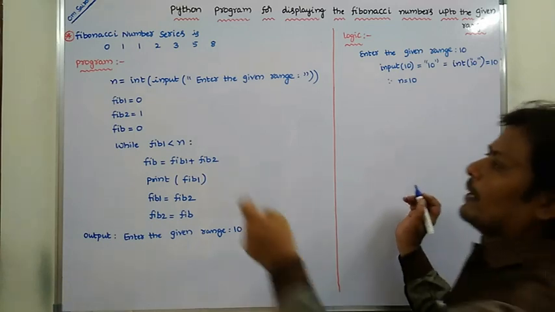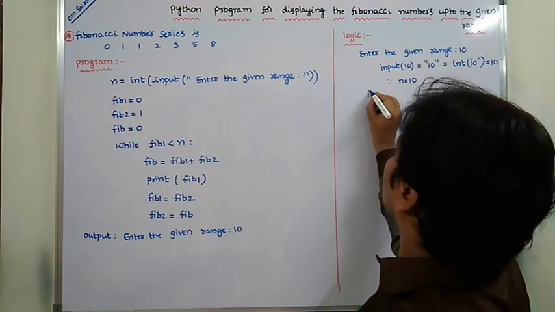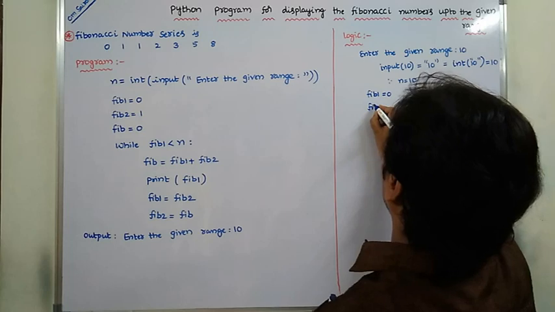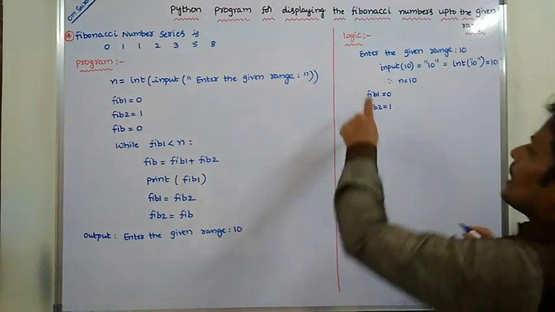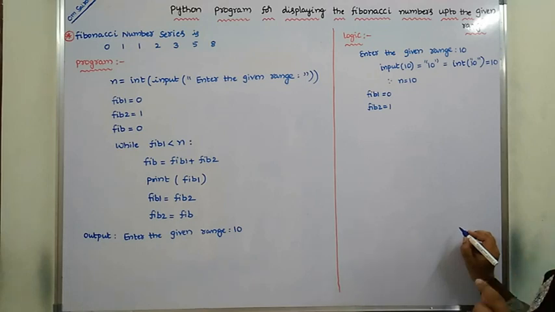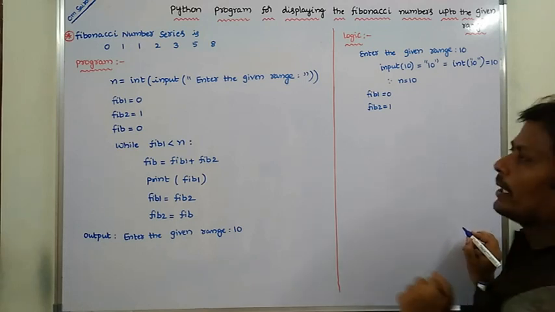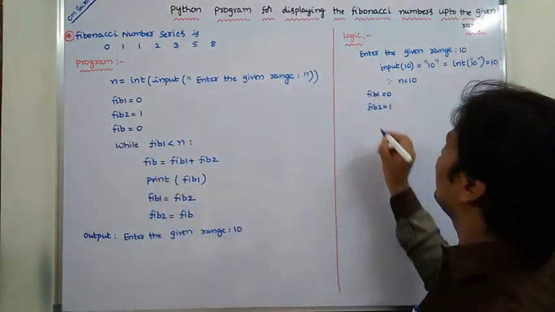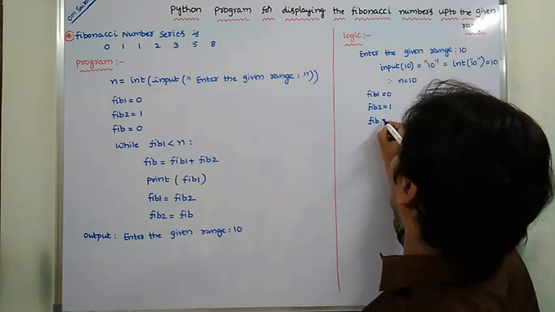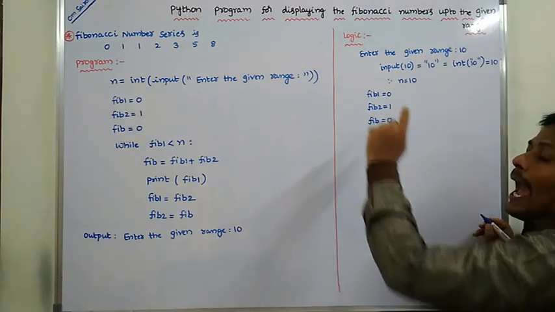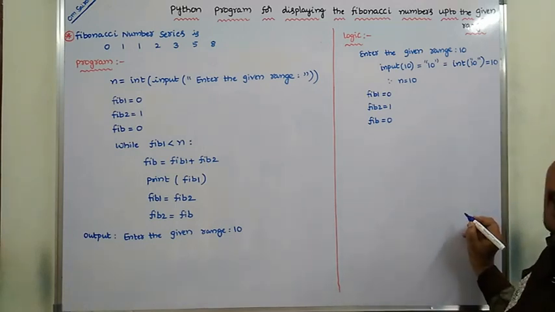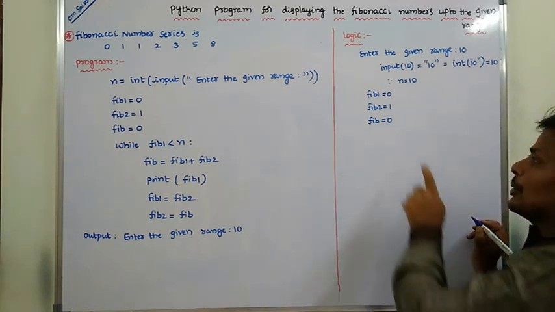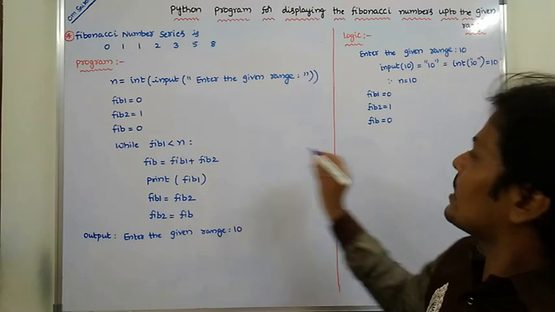Okay. Next, first step: Fib1 is equal to 0, and Fib2 is equal to 1. So these are the first two Fibonacci numbers we take initially. After initializing these two values, Fib is initially equal to 0. Here Fib is used for adding the two previous Fibonacci numbers. So initially, Fib is initialized to 0. Okay. Next, go to this step.